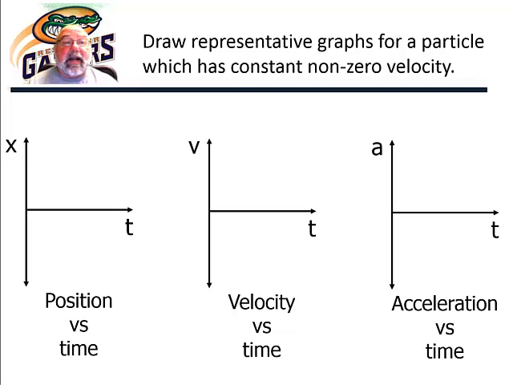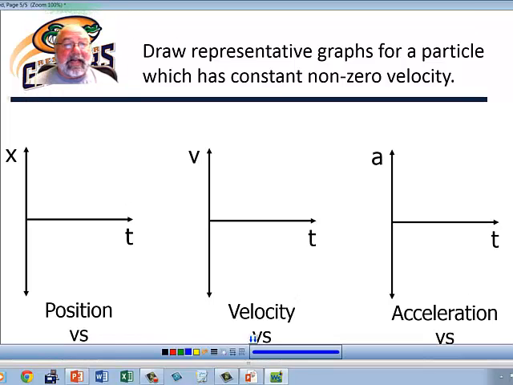We're going to draw representative graphs for a particle which has a constant, non-zero velocity. So let's take a look at something that has a constant negative velocity. I'm going to start with the velocity graph because that's what the information was for, and I'm going to give it a constant, non-zero, but negative velocity. Now the slope of my velocity graph gives me my acceleration graph, and this has a slope of 0. So our acceleration is going to be 0 again.